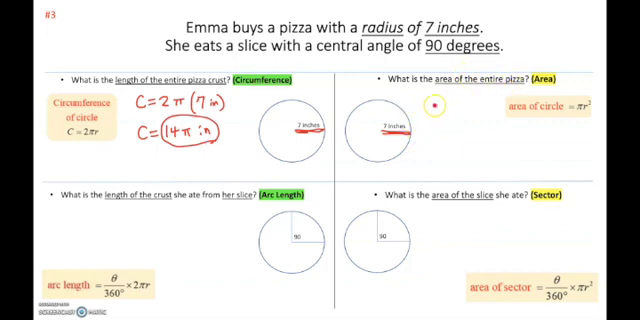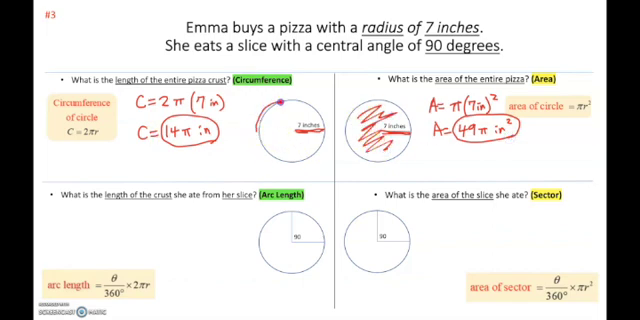Let's find the area of our pizza. The area is equal to pi r squared. So it would be pi times 7 inches squared. So 7 inches squared is going to be 7 squared is 49. Bring down the pi, inches squared. Now that is the area of the entire pizza. And again, this was the circumference of our pizza.